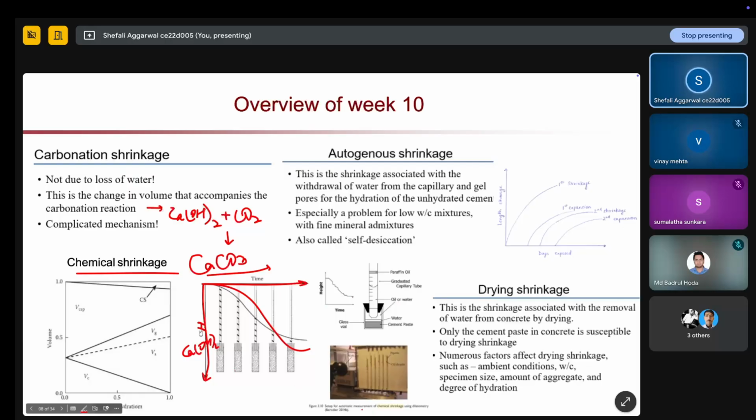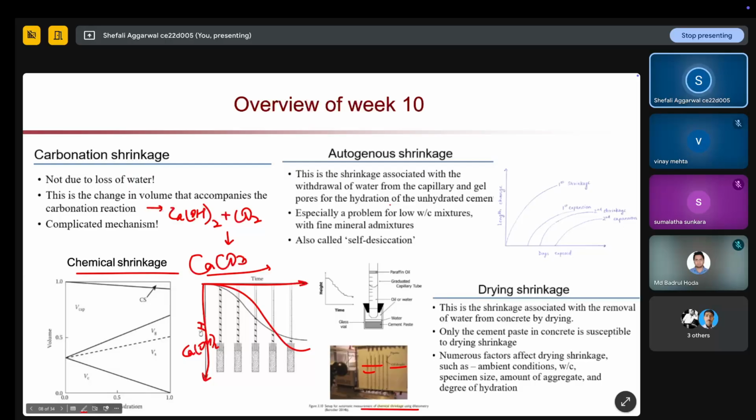This will automatically measure the chemical shrinkage using dilatometry. In the same way, if you see a different type of test tube kind of setup, we are adding cement droplets to it, and we will measure the decrease in volume. Okay. Another type of shrinkage is autogenous shrinkage.